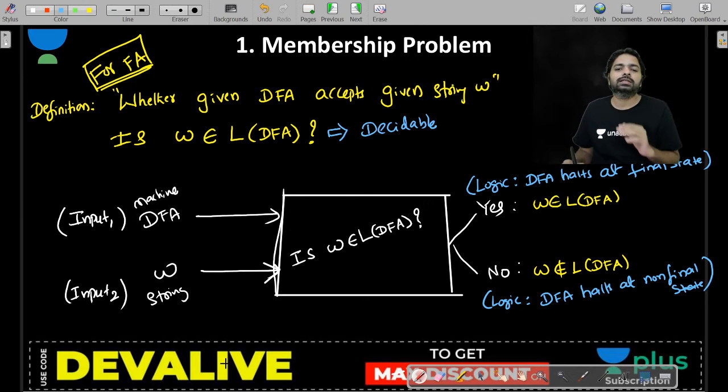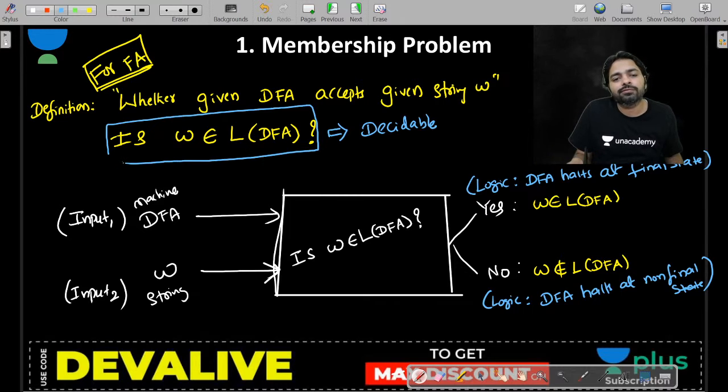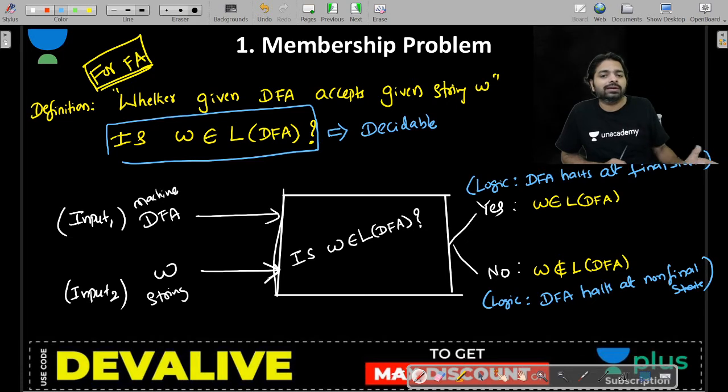Everybody, this is called the membership problem for finite automata, and it is decidable because you can find out whether the given DFA accepts the given member, the given string, or not. Clear this point?